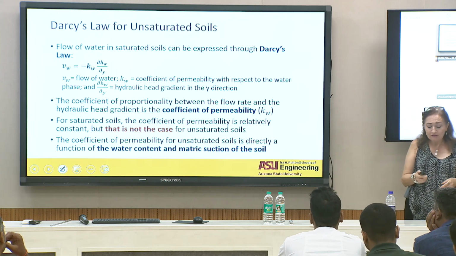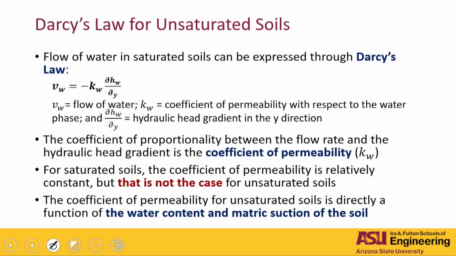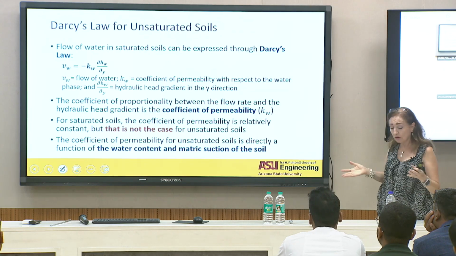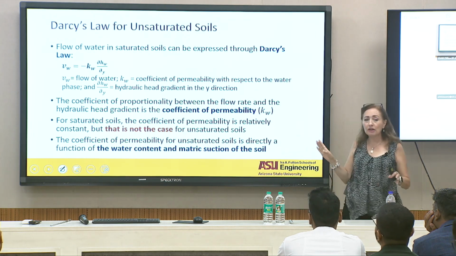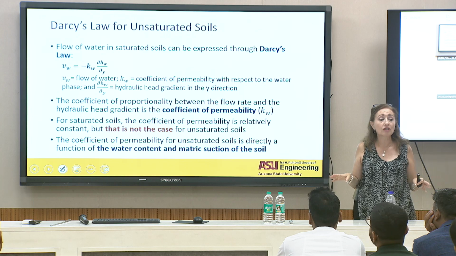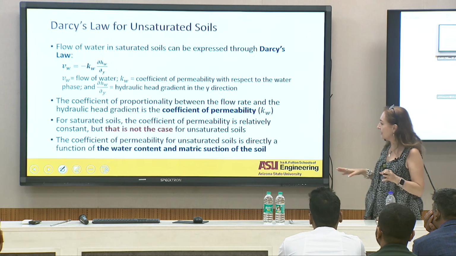So we have the flow of water. We got the flow of water in here, which is proportional to the hydraulic head gradient in any direction, and the proportionality parameter is the coefficient of permeability, or the hydraulic conductivity, with respect to the water phase, right? So this coefficient of proportionality is what we call hydraulic conductivity, or coefficient of permeability. For saturated soils, this value is usually a constant value, okay? That's a constant value. Most of the cases, right?